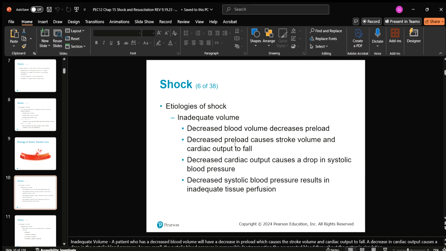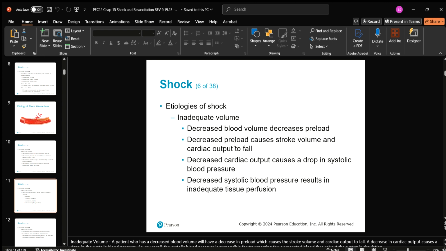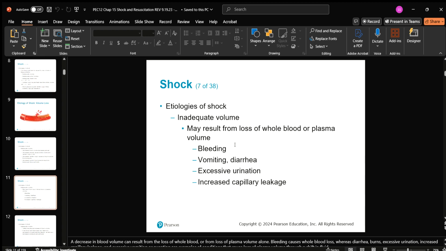Okay, decreased cardiac output causes a drop in systolic blood pressure. Okay, that's our top number, right? That's the big number that we really want to be looking at, because if our systolic blood pressure is too low, we're going to be hypovolemic. Or hypotensive, rather, than possibly hypovolemic.